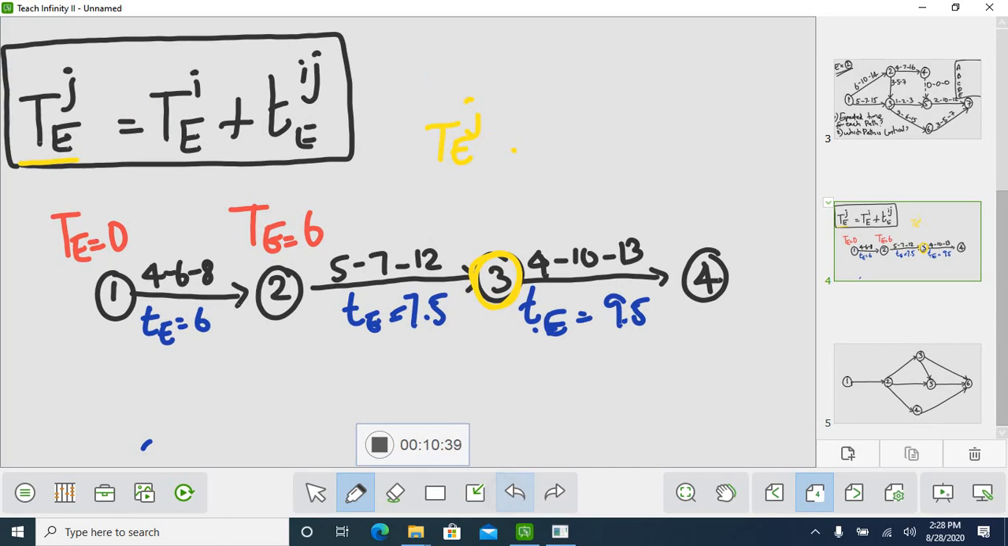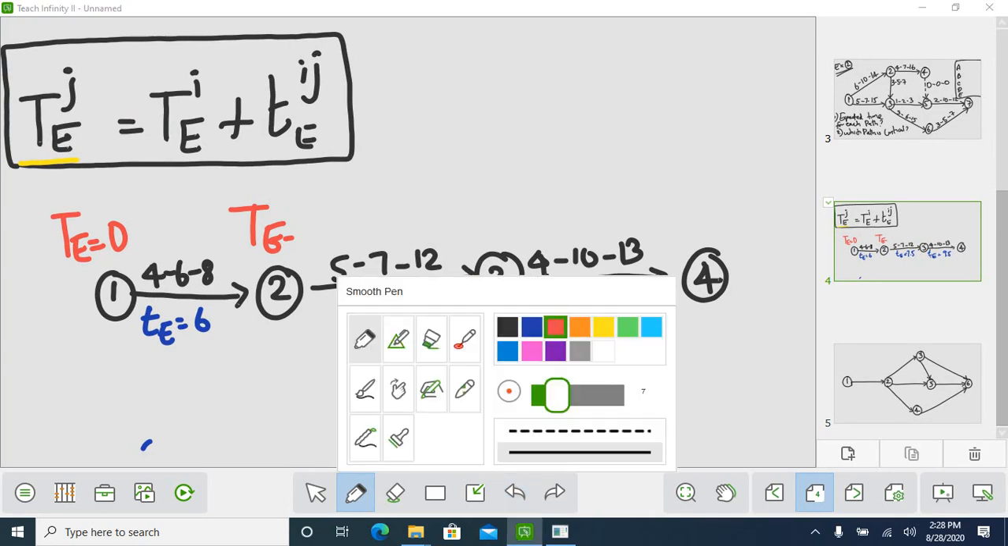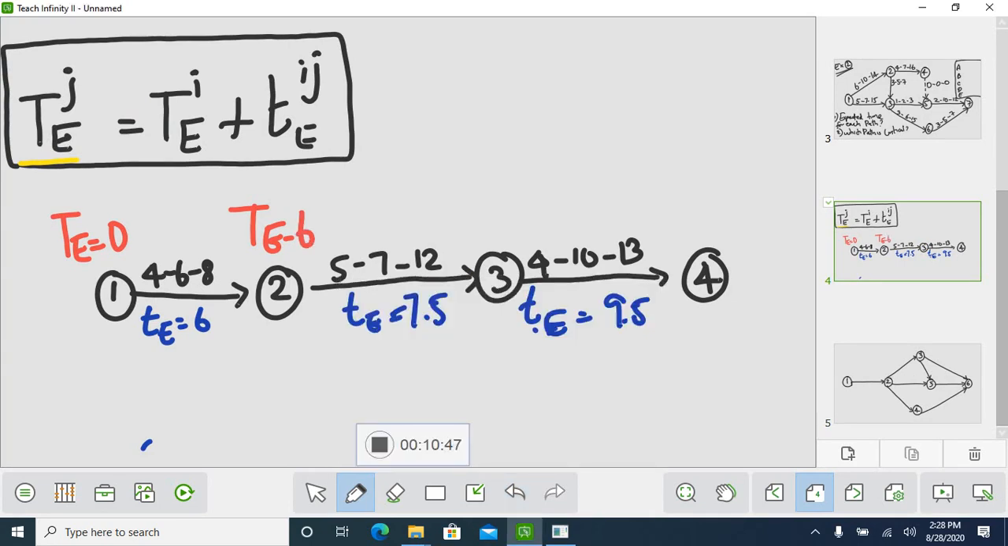So you will be writing T equal to 13.5, because you have taken the 6 plus 7.5. So 6 is your TEI, and TEIJ is your 7.5. So 6 plus 7.5 is 13.5.